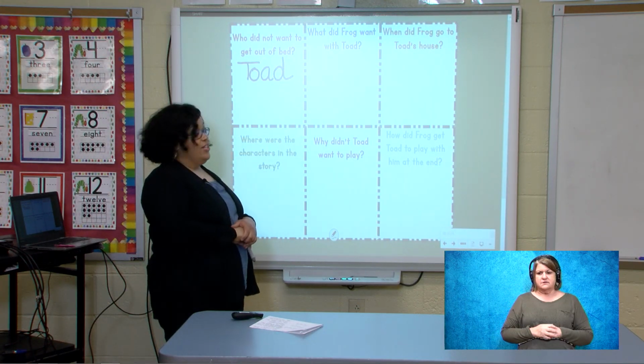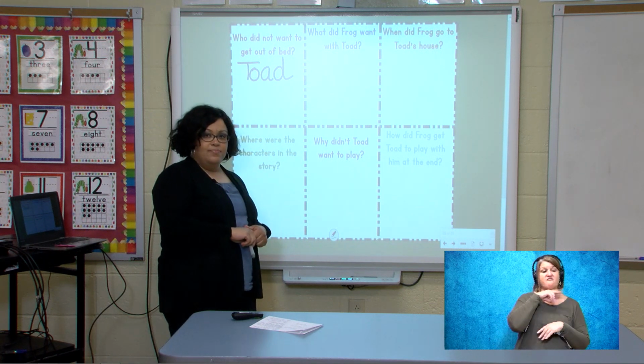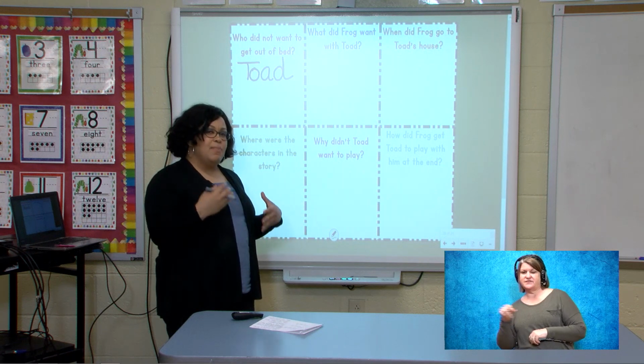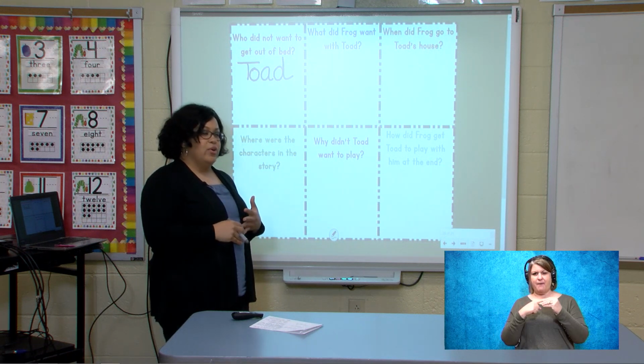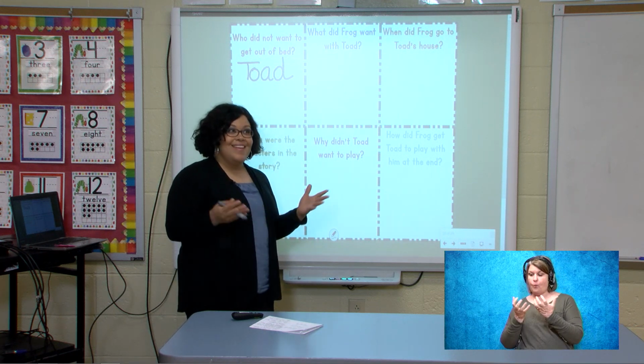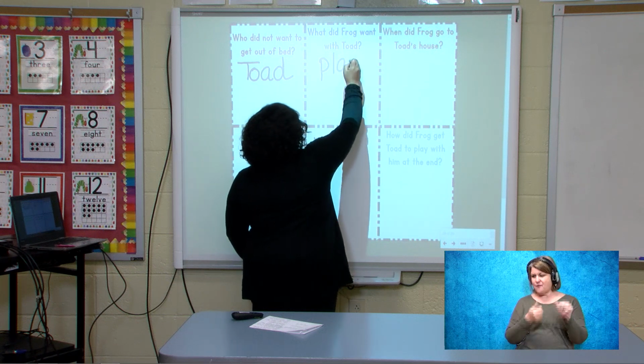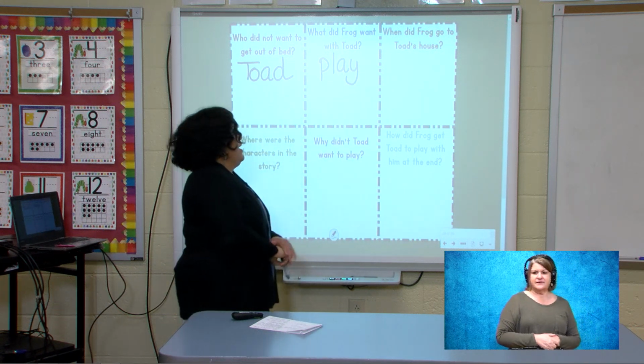Let's look at the next question. What did Frog want with Toad? So now they want you to think about the action that happened in the story. What did Frog want with Toad? Yes, he wanted to play with him. So he wanted to play.